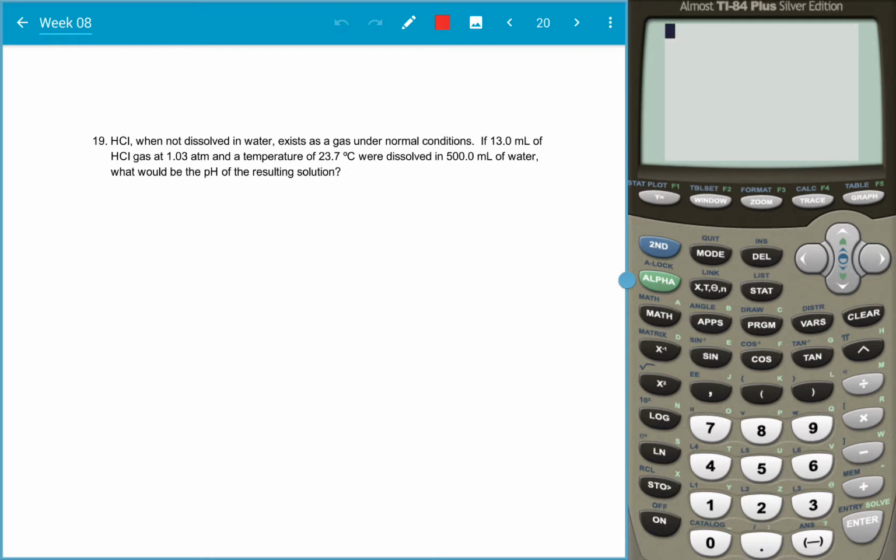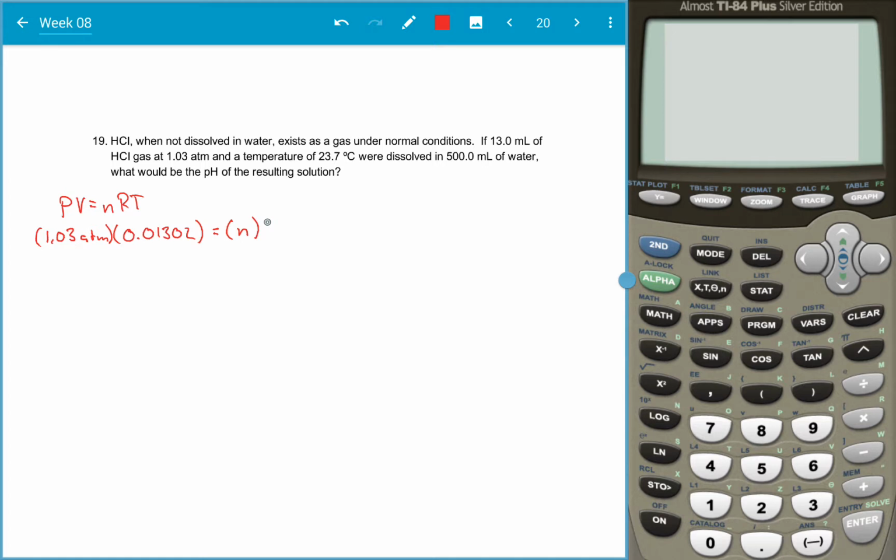Well, there's a lot of numbers in this problem, but the first thing I notice is that so many of them refer to the gas. So I'm going to start with my ideal gas law. I have my pressure of 1.03 atmospheres, my volume of 0.0130 liters. Remember, there are specific units for each one of these values in the ideal gas law, and we have to convert them appropriately.